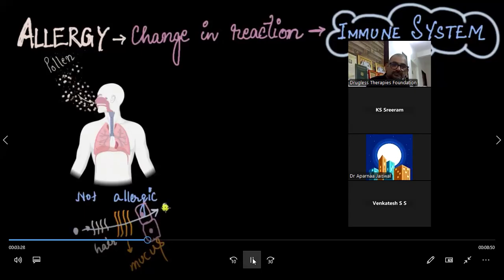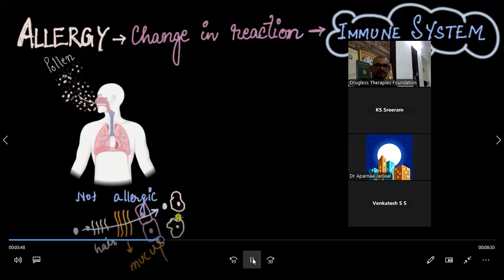But the pollen has no idea that our body has got defensive cells, which we call immune cells. And this pollen will now encounter our immune cells. Now this is where the difference is. The immune cells from here on will start acting differently in me and in case of my brother. So let's see how my immune cells behave, okay?